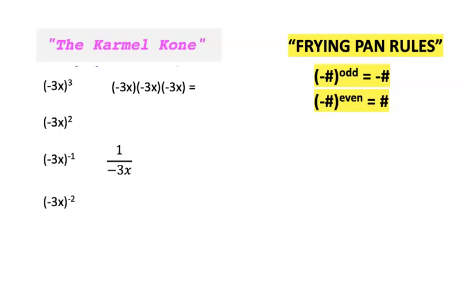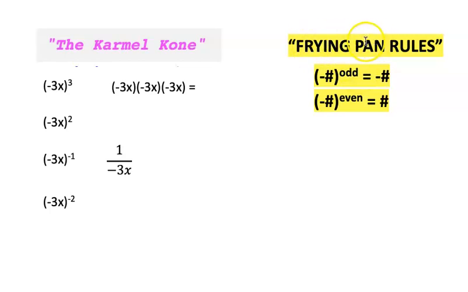Hey, what's up, students? I want to go over the Karmel Cone really quick. I'm not giving you the exact one from the checkpoint, but I'm going to give you the ideas of it. Basically, what we have here is a negative number and a variable, a negative monomial. That's a word you're going to learn in the not too distant future. And then we're taking it to even and odd powers, both positive and negative. So basically, if you follow these rules, you're going to be okay.